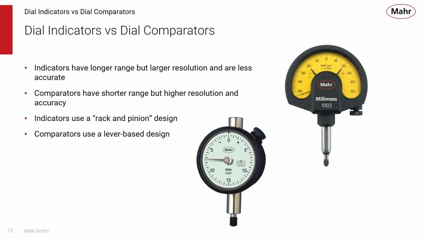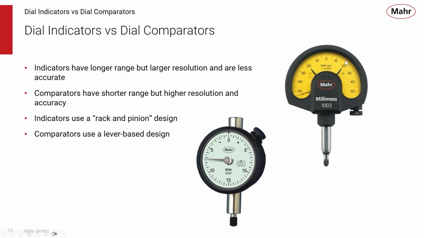Most indicators use what's called a rack and pinion design, where you have a solid steel shaft going up and down the length of the indicator with gear teeth on it. Those gear teeth move a series of gear trains in here, and that produces your measurement. Whereas on the comparator, they use more of a lever-based design, so they have a shorter measuring range when compared to the dial indicator because of that lever style design. Basically what you have inside of here is a lever with some gear teeth on it. That lever gets actuated by the movement of your contact point going up and down, and that's what generates your measurement.